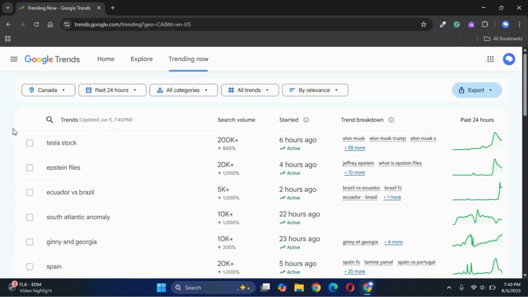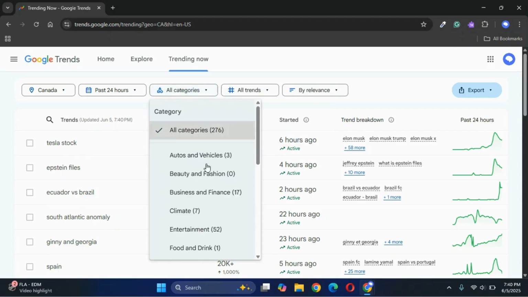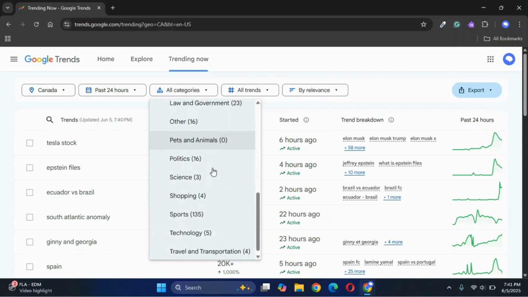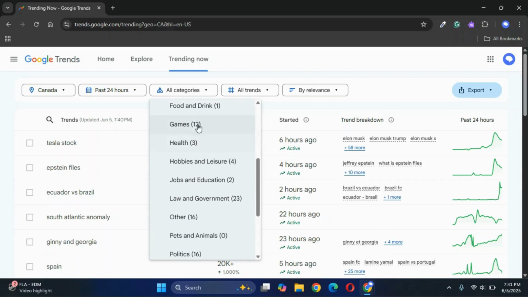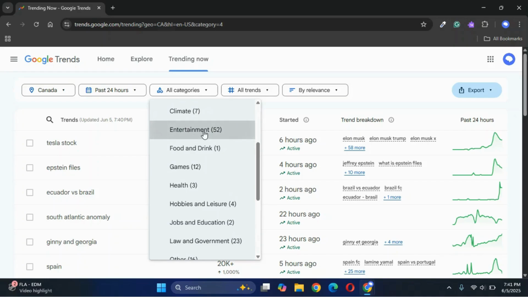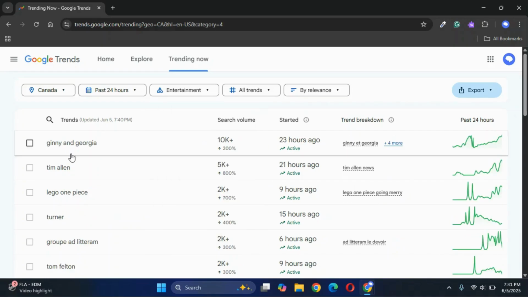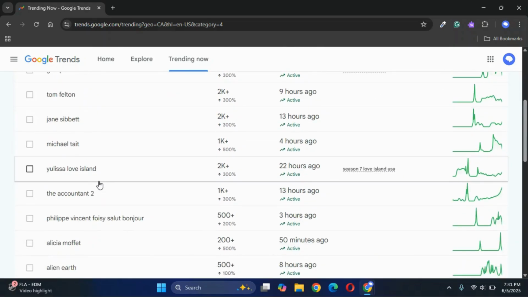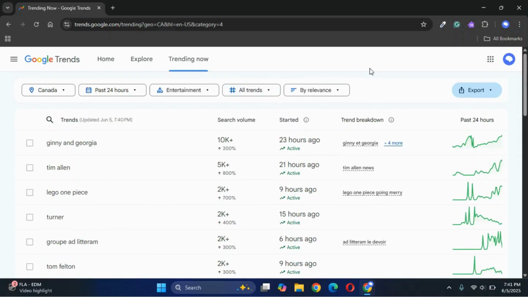Oh, stocks. Oh, never mind. I think brain rot is entertainment. What is all this? Like a One Piece. Tom Felton? Maybe we shouldn't go through this. Okay.